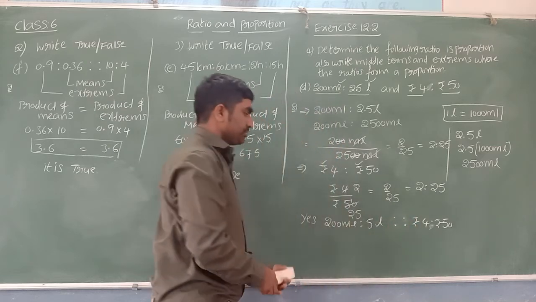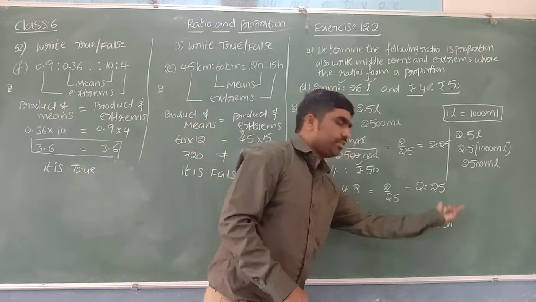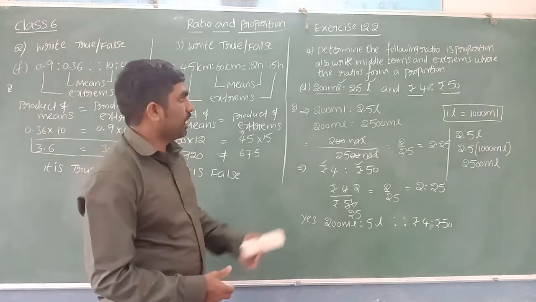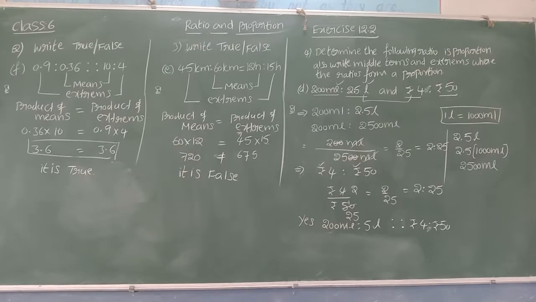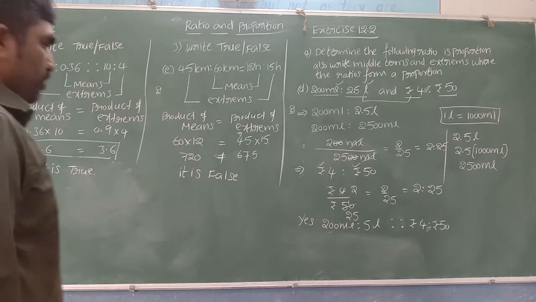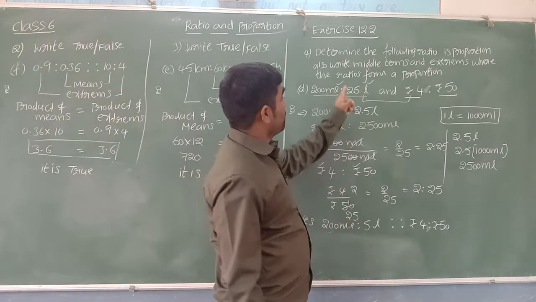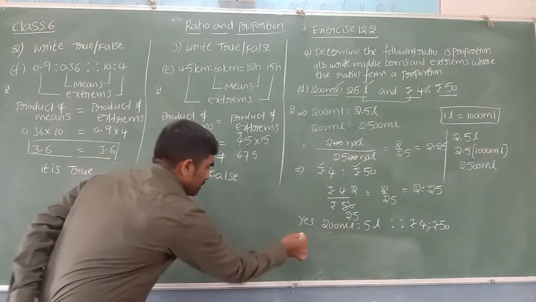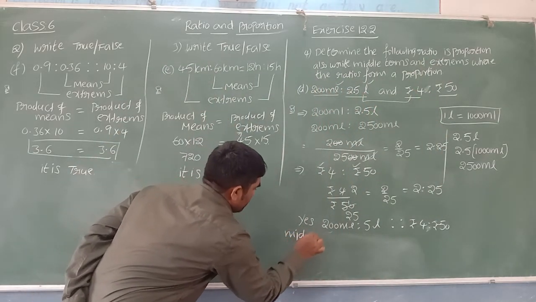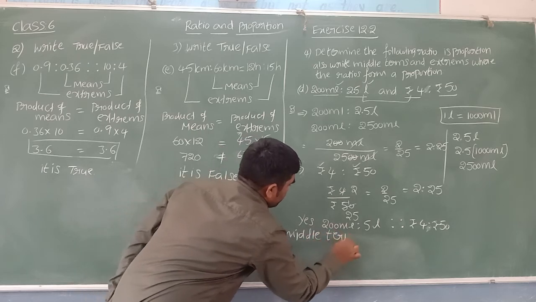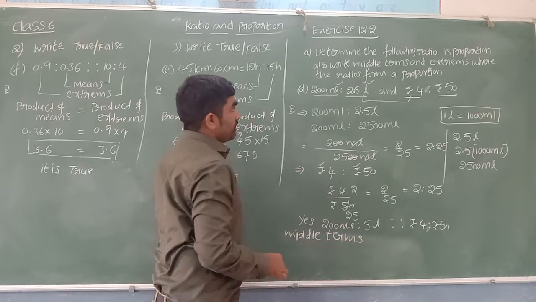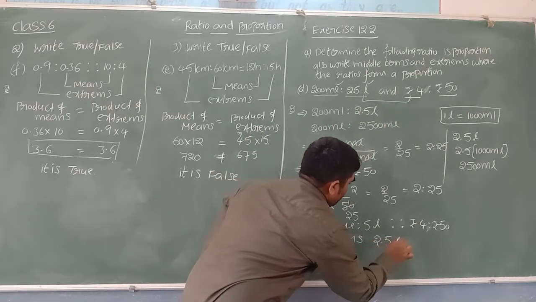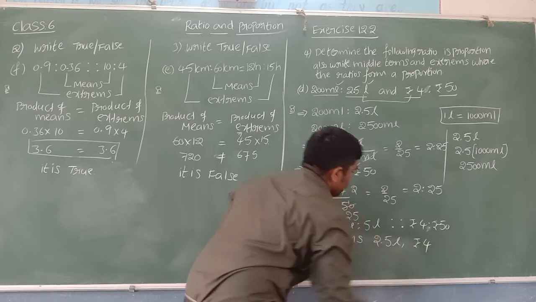What is the meaning of that? These two ratios are equal to these two ratios. So now they are in proportion. If they are in proportion, the given four terms are in proportion. So they ask to write the middle terms and extremes also. Let us write the middle terms here. The middle terms are nothing but the means. So what are the middle terms, beta? 2.5 liter and rupees 4. So the middle terms are 2.5 liter comma rupees 4.